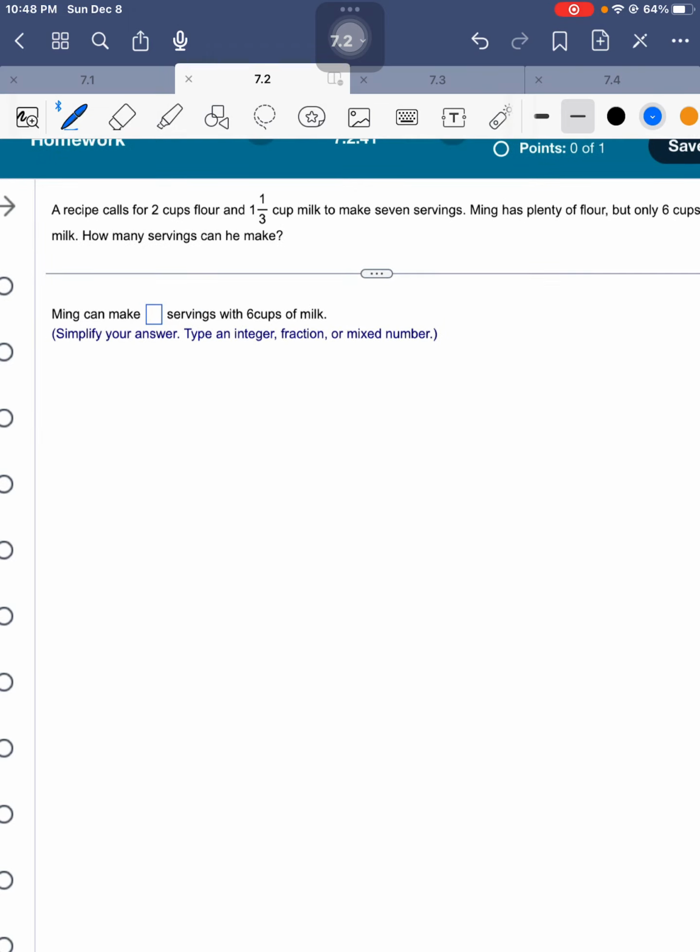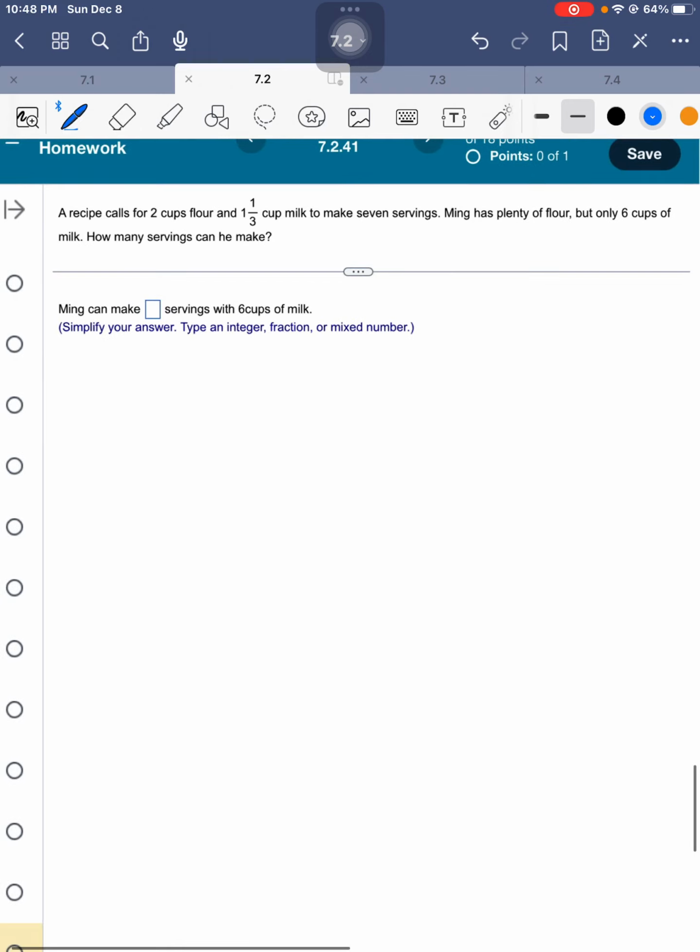So let's look at this one. Okay. A recipe calls for 2 cups of flour and 1/3 cup milk to make 7 servings. So it takes 2 cups of flour and 1/3 cup of milk to make 7 servings. Okay, that's probably going to be important.